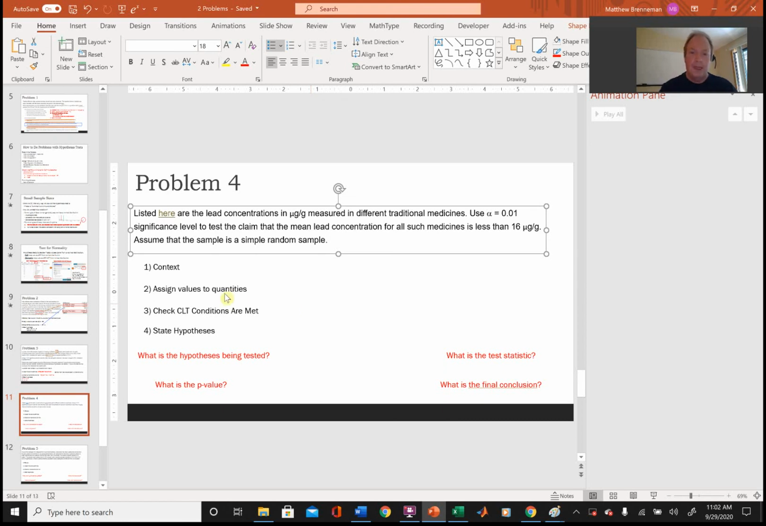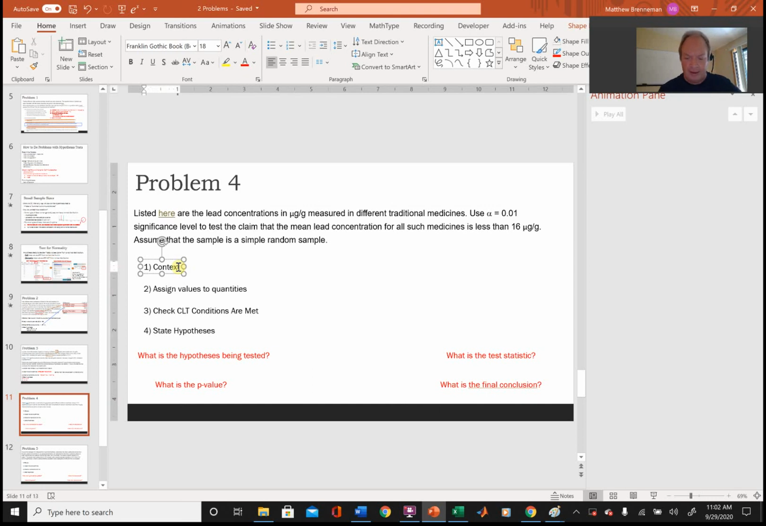Again, so context. Always start off with the context. Okay, I'm interested in the mean concentration. Okay, again, mean of what? Okay, mean lead concentration for all such medicines. Okay, so the mean lead concentrations in all traditional medicines.